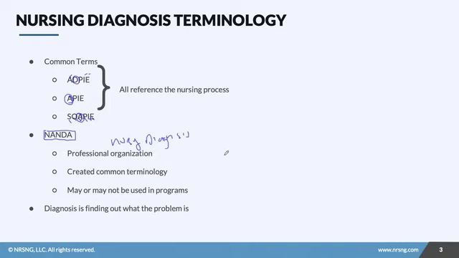But the idea behind NANDA is we say, okay, here's a list of 180 or so different diagnoses that you can say that your patient has. And so when you make your care plans in clinical, you have to use one of these and your patient has to have one of these. Now, we're going to talk about that in just a little bit more.